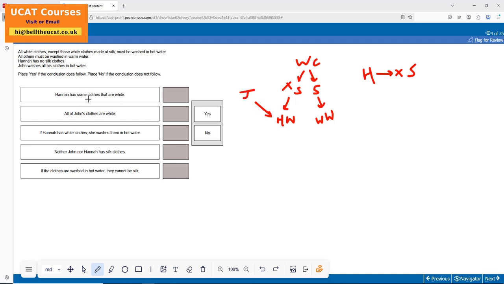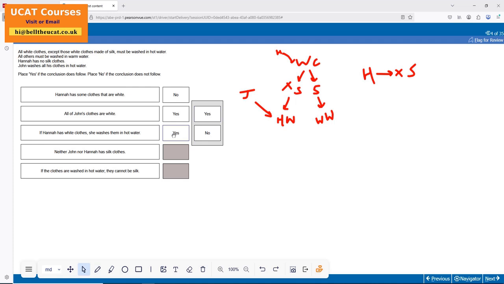Right, okay. Hannah has some clothes that are white. No, lack information. All I know is Hannah has no silk clothes. Lack information. Therefore, no. Boom. All of John's clothes are white. John is hot water. Yeah, looks like all of them are white and not silk. Agreed. If Hannah has white clothes, she has no silk, so she washes all of them in hot water. Answer is yes. We agree.